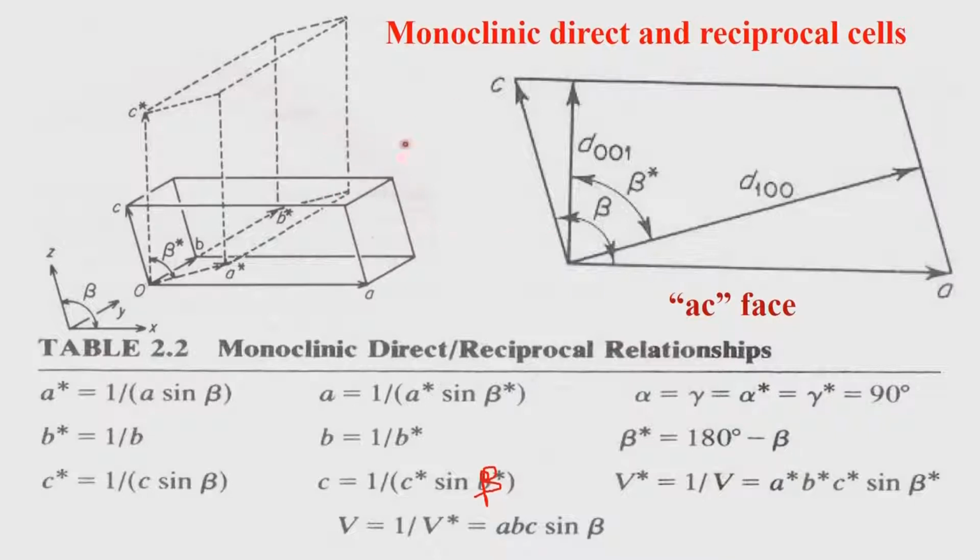Okay. So you calculate the A star value, B star value, C star value, and find out the value of V star. What is important is to remember that beta star is of course 180 minus beta. So that will help you in this calculation. The reason why I want you to do it yourself at home is just to get a hang of how these relationships come up between the direct space and the reciprocal space, and how the unit cells change in case we have angles other than 90 degrees.